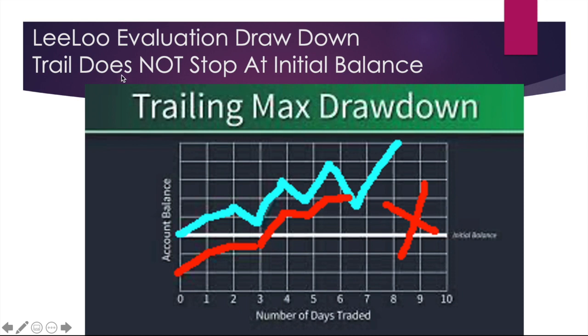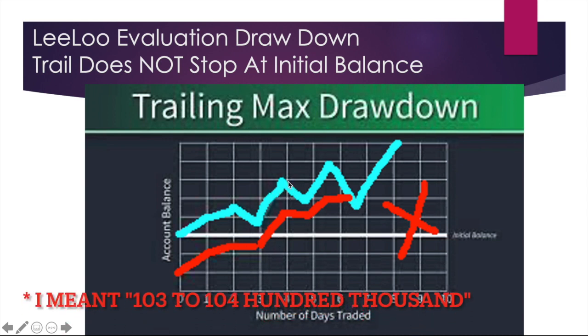There's a couple things with LeeLoo. So the first thing is their trailing drawdown does not stop, and that's something you need to understand. So same example, $100,000 account, $3,000 drawdown. You start making profit, it's dragged up. If you lose money, it just stays stagnant. But as you start making more and more money, it moves up and it does not stop at the initial balance. So even though there's no numbers attached here, we said this was 100,000.